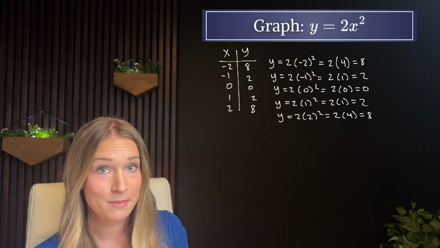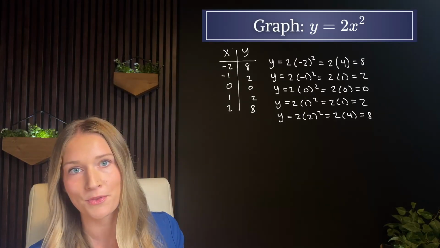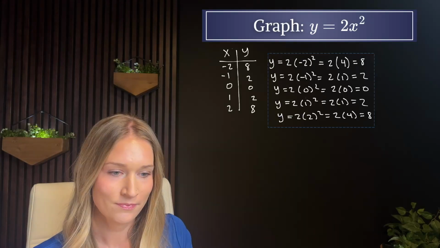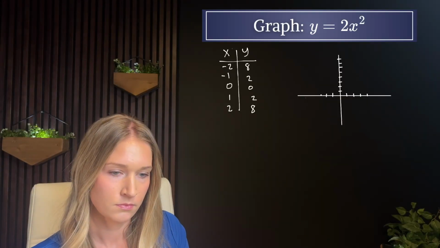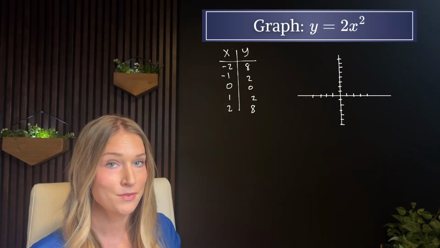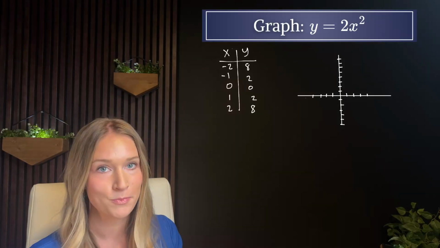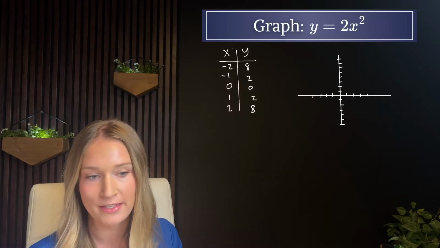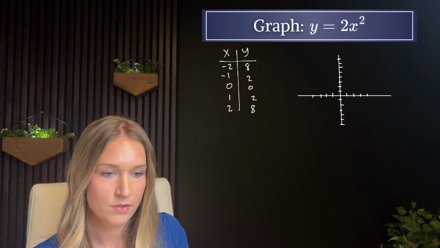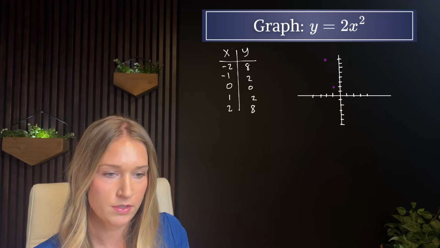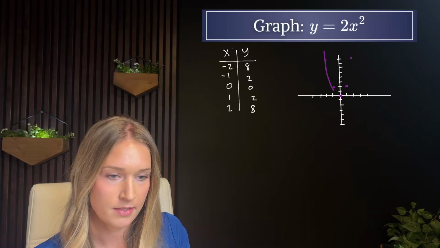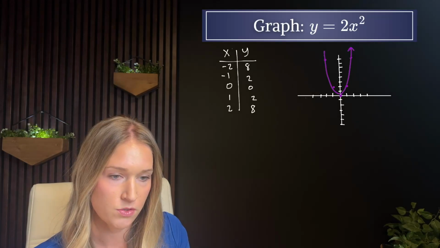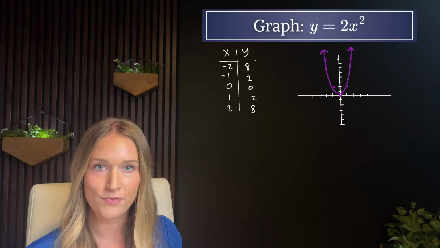Okay, so there's my table. Let me go ahead and sketch the graph, and we will throw these into the coordinate plane. Just like the last one, I'm just going to go down the chart and plot each of these ordered pairs on the plane that I just drew. So (-2, 8), (-1, 2), (0, 0), (1, 2), and (2, 8). Connect them in that smooth U-shaped curve, and there's the graph of our parabola.